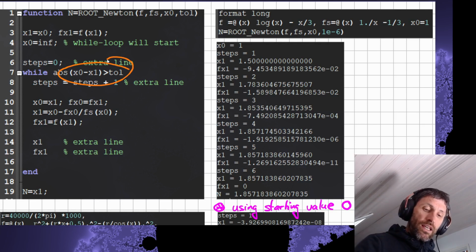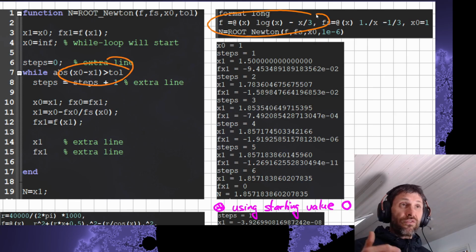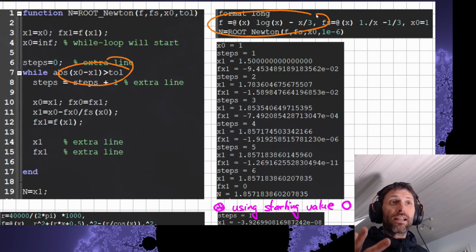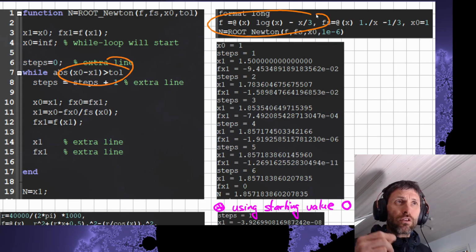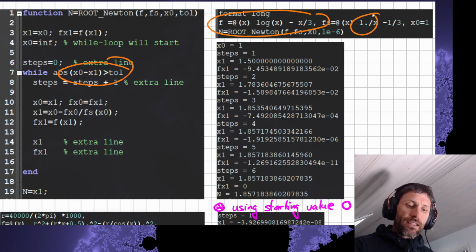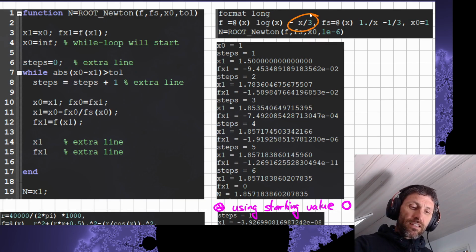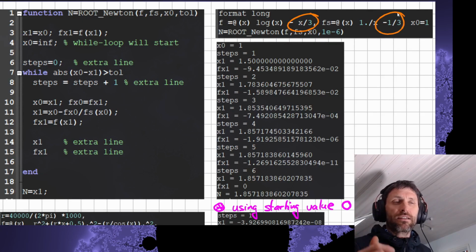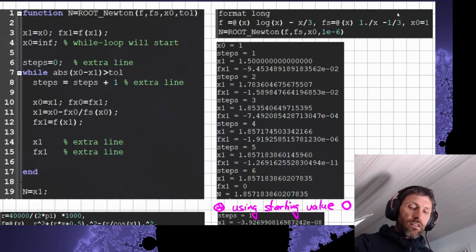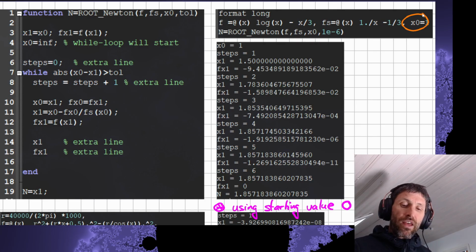Okay, and now we can run our example. Natural logarithm of x minus x divided by 3. What is the derivative of natural logarithm? 1 divided by x. What is the derivative of x divided by 3? That's minus a third. And let's start again with x0 to be 1.